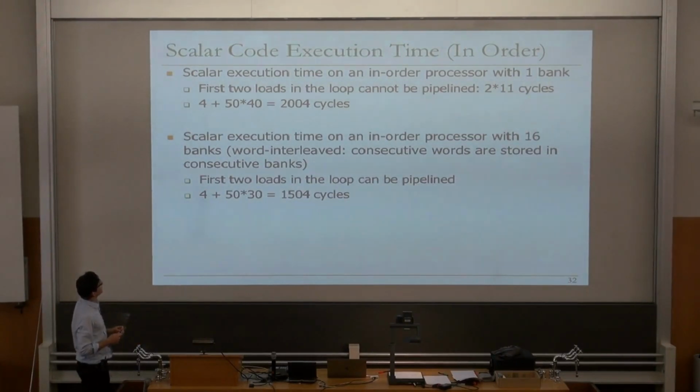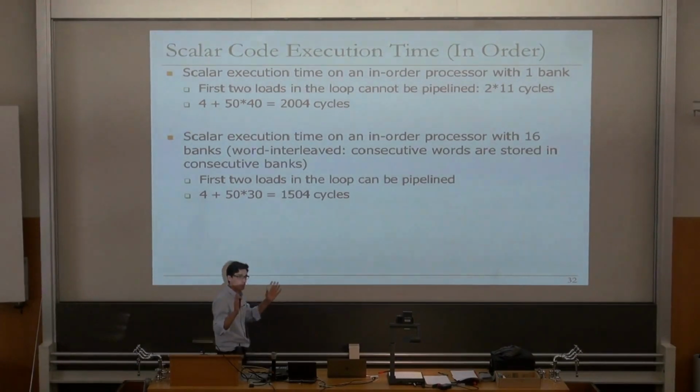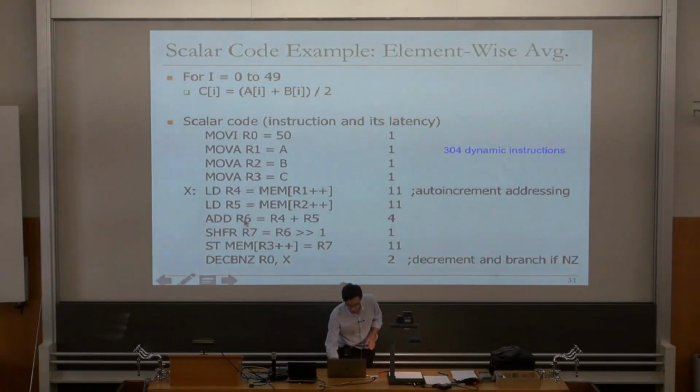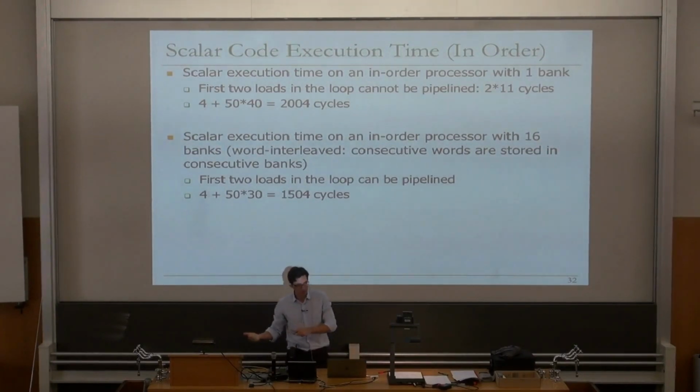In the first case, assuming that we have a very simple monolithic memory with one single bank, we cannot pipeline the access to the different addresses of these 2 load instructions here. So we would need 2 times 11 cycles to access the source operands, right? So the total number of cycles that we will need per iteration will be 40, and the total number of cycles is 2004.